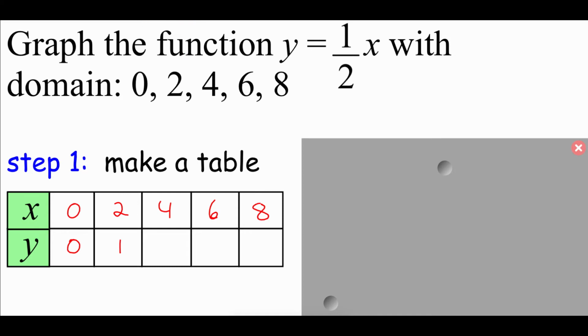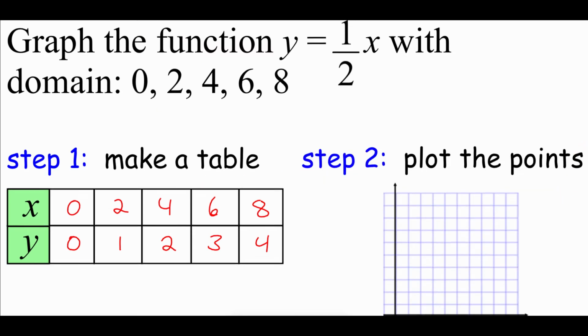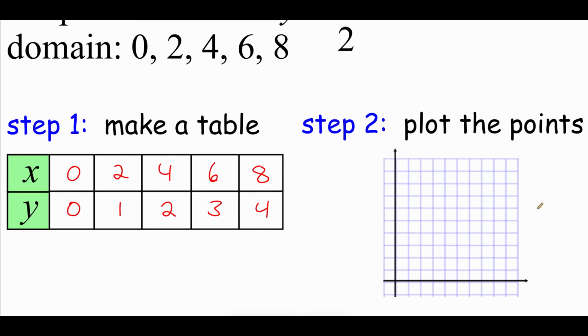Then I'm going to plug in my 4 for the x value. Half of 4 is 2. Then I'm going to plug in 6 for that x value. Half of 6 is 3. And then our last x value that we're supposed to plug in is 8. And half of 8 is 4. Now, this table is really giving me a bunch of x and y ordered pairs that I can take and plot out on my coordinate grid.